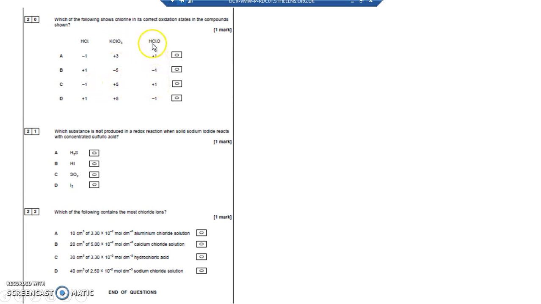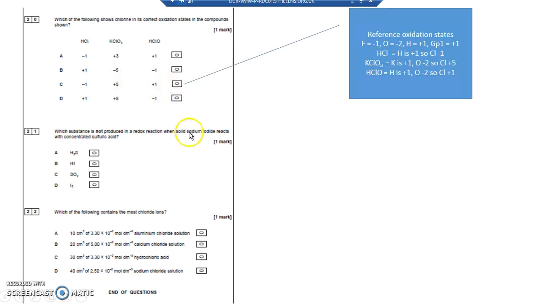Let's just check the last one. +1 for the hydrogen, -2 for the oxygen, +1 -2 is -1, so +1 for the Cl to leave no charge left over. So we're going with C. So C is the definite answer.